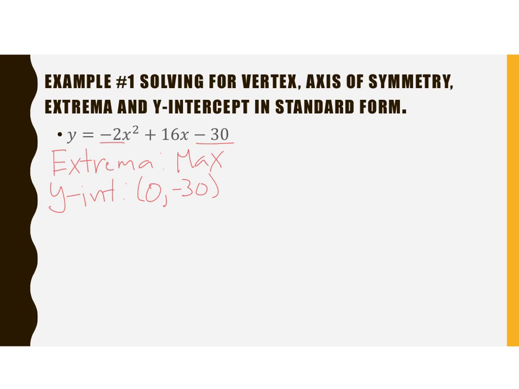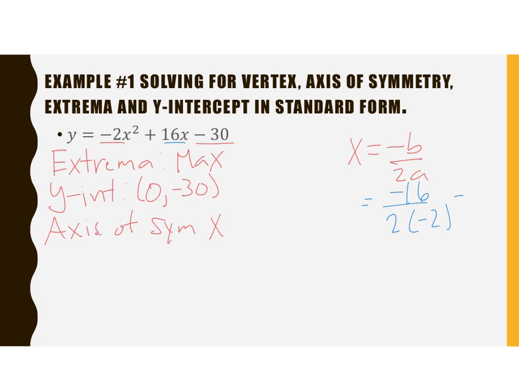Now we need to do a little bit of solving. For the axis of symmetry, we need to use that little equation. X equals negative b over 2a. Let's plug in the values. B is 16, so negative b would be negative 16, over 2 times a, which is negative 2. That takes me to negative 16 over negative 4. Negative 16 divided by negative 4. Carefully, negative divided by negative is going to make it a positive. So the axis of symmetry is x equals positive 4.